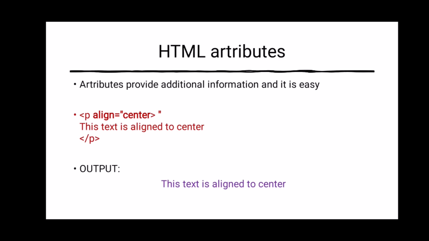HTML attributes. Attributes provide additional information about an element or a tag while also modifying them. Most attributes have a value. The value modifies the attribute. In this example, the value center indicates the content within the P element should be aligned to the center. Attributes are always specified in a start tag and they appear as name value pairs. Let's see this program. The content is aligned at the center.